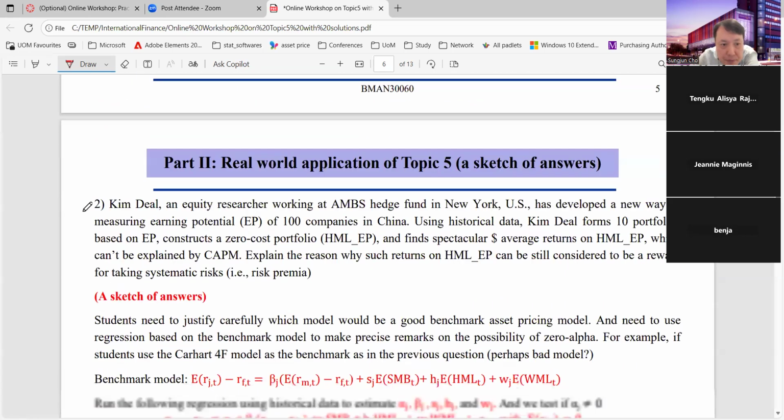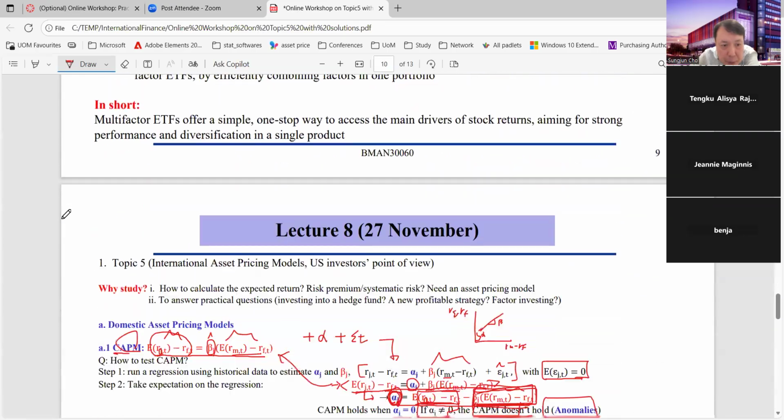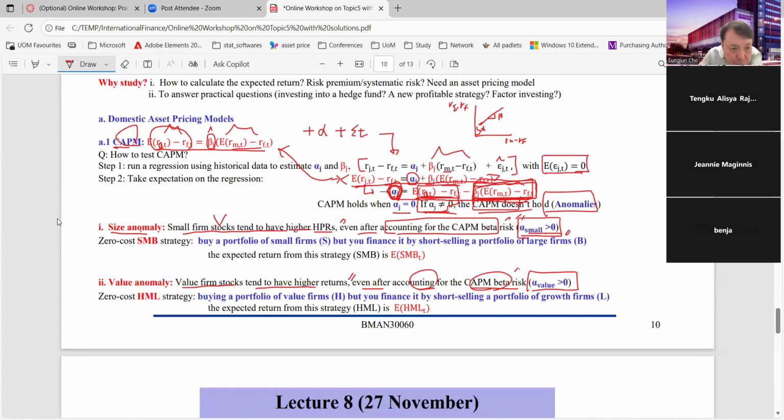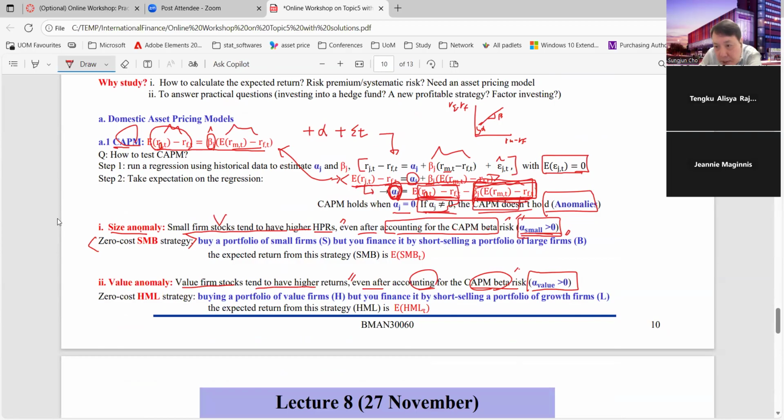For that one, you need to use this one here, zero cost SMB strategy. So once you find out the alpha of small is positive by investing into a group of small firms, you earn more than what CAPM says you should earn. Once you identify, then you're going to form a size portfolio. So how do we form a size portfolio? For example, if you have 100 companies, you rank the 100 companies based on market capitalization, and you form 5 different portfolios.